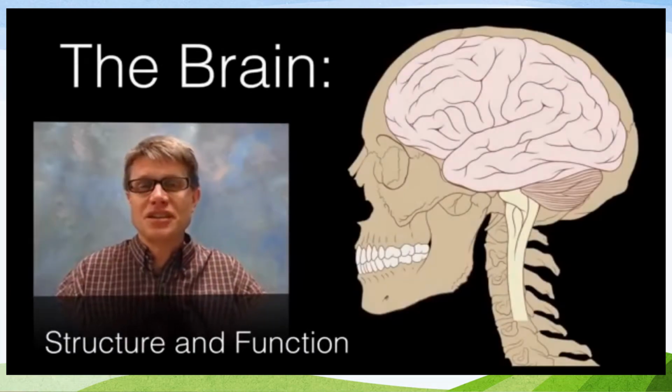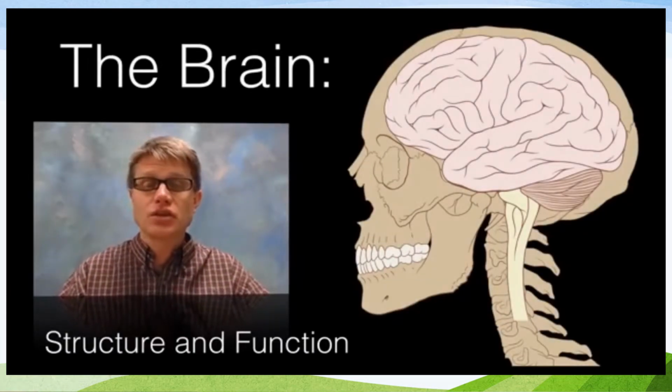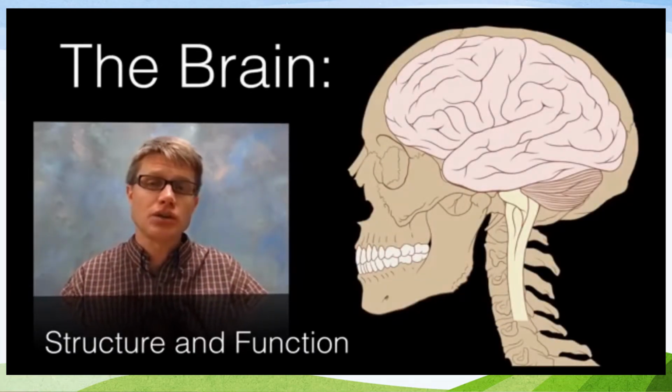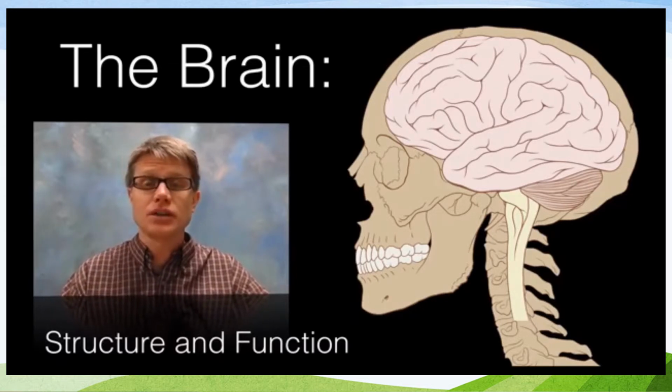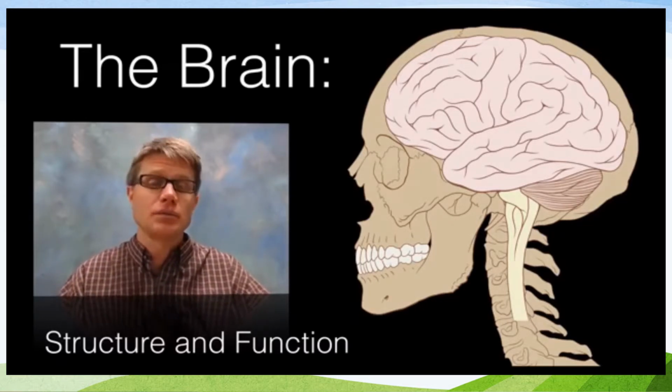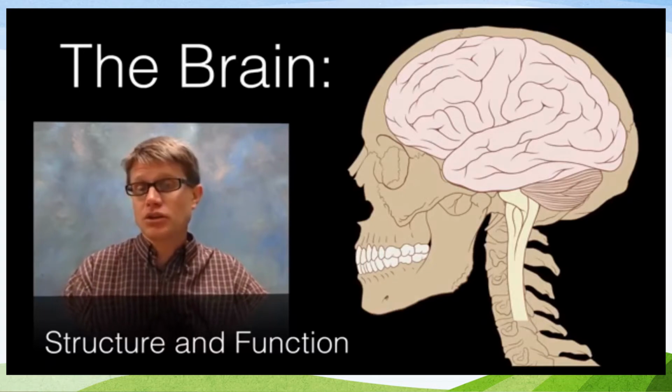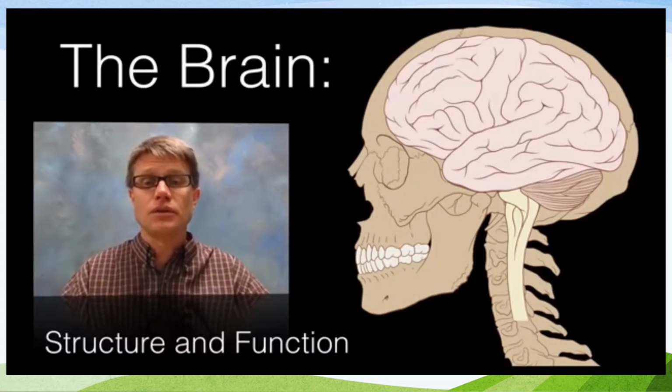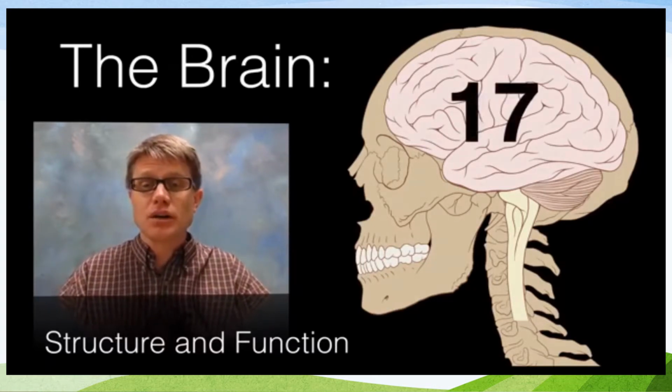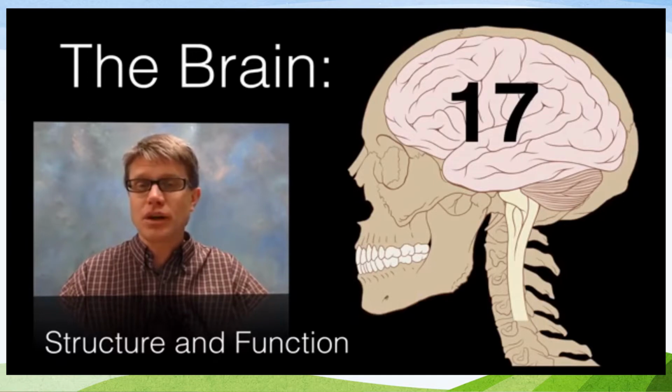Hi, it's Mr. Anderson, and in this video, I'm going to talk about the brain, structure, and function. Remember, structure is what it's made up of, and function is what does it do? We sometimes refer to this as the anatomy or structure, and the physiology or the function. And so the cool thing is that we're going to go through 17 different structures in the brain, kind of lay out the basic plan of the brain, but you're using your brain to process it.